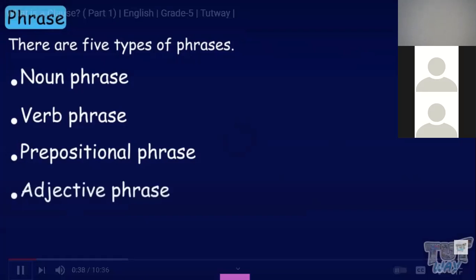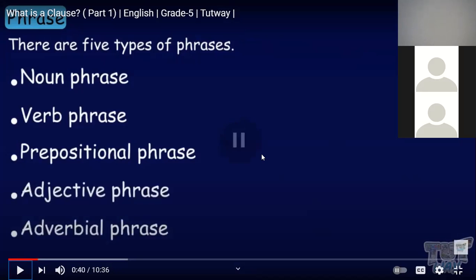Adjective phrase and adverbial phrase: an adjective phrase starts with an adjective, and an adverbial phrase starts with an adverb. Okay?